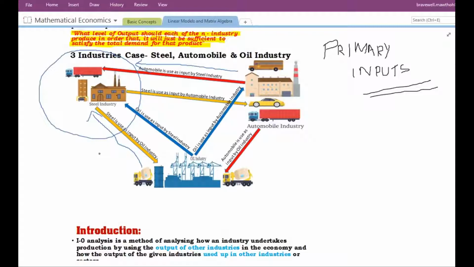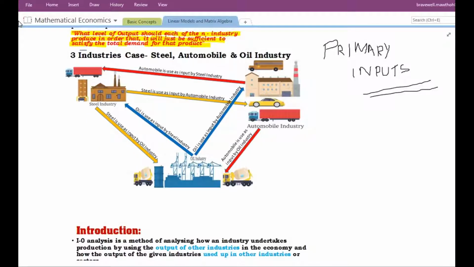Now the output of the steel industry is in turn being used by the automobile industry and the oil industry. Steel is being used as input by the automobile industry in making body parts of different automobiles, and also steel products such as tanks and others are being used as intermediate inputs for storage facilities. The same argument goes for other industries as well.